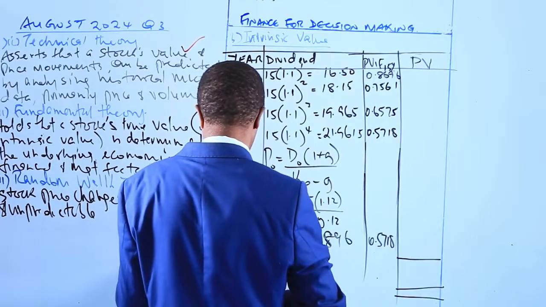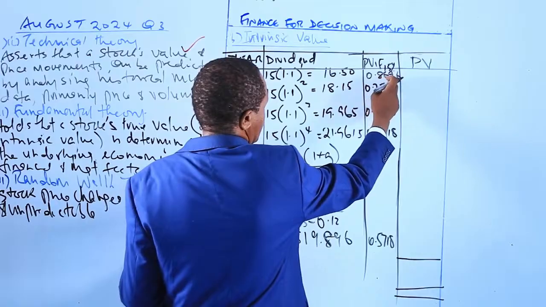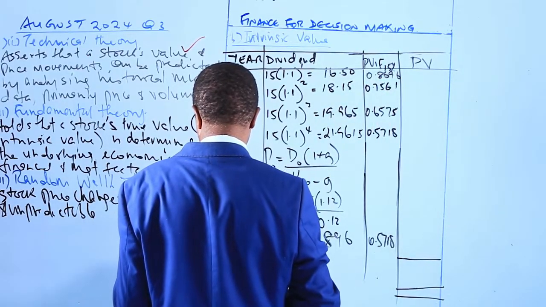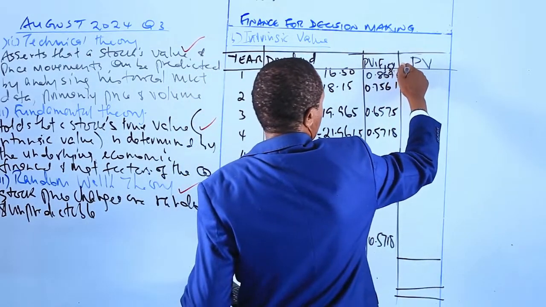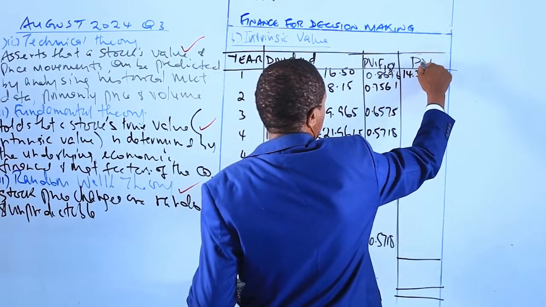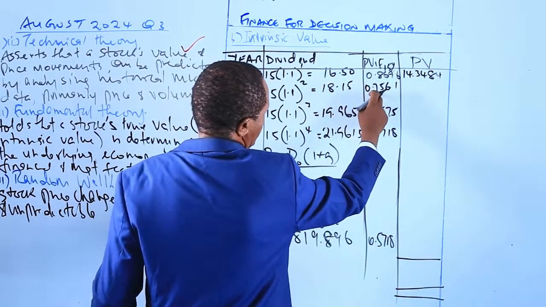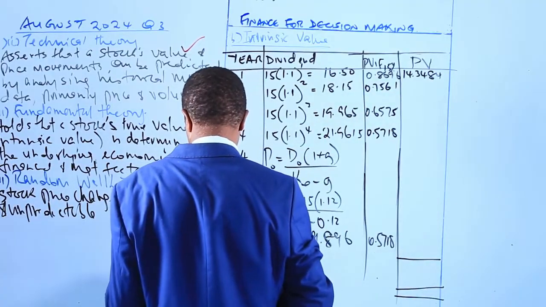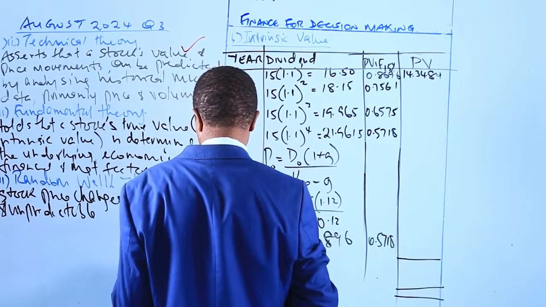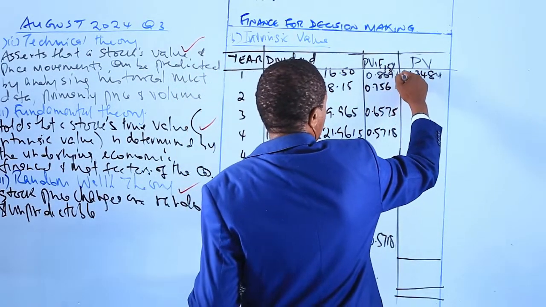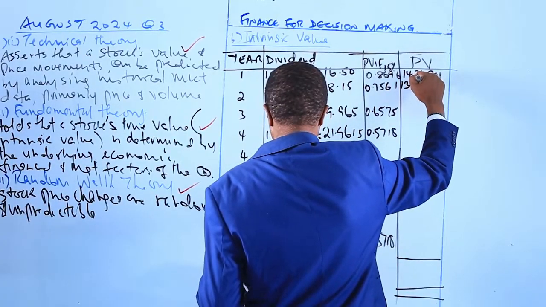To determine the present value, we multiply it with the present value interest factor. So year 1 is 16.5 times 0.8696. This is equal to 14.3484. Year 2, we multiply 18.15 times 0.7561. This gives us 13.723215.